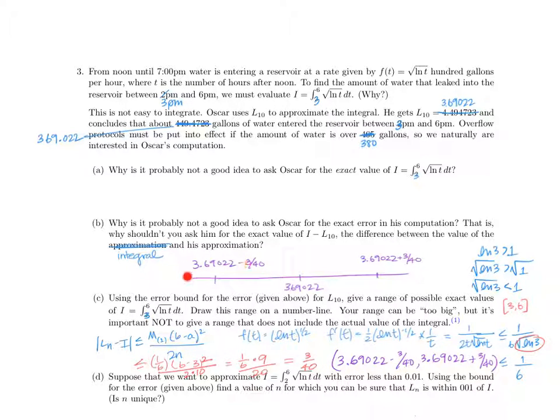This is not going to be a problem because this is definitely not near 380, but this one could be above 380. Like if 380 lies in here, then we should put overflow protocols into effect. If it's not, then we can say, okay, no overflow protocols.